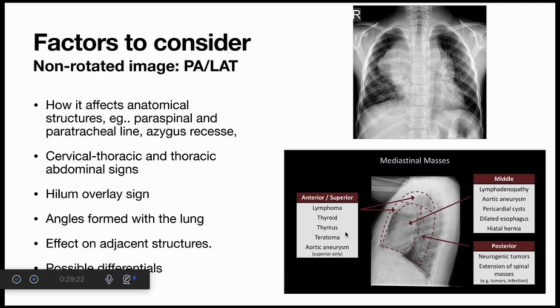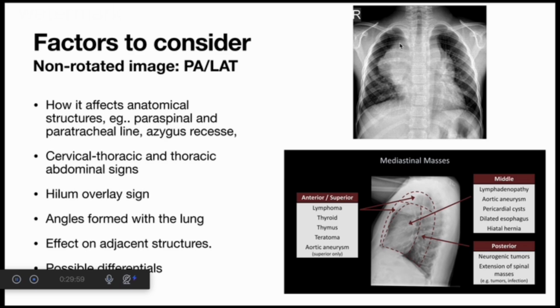Shown here on the screen are the anatomical features which help us to know even the mildest of the distortions. Here I'm talking about the paraspinal lines, the paratracheal line, and the azygous recess, which I encourage you to evaluate, lines like those, the paraesophageal, the paratracheal lines. We also talk about the cervicothoracic or thoracoabdominal sign, and these will become clearer as we go on, that the clavicle is a good landmark.